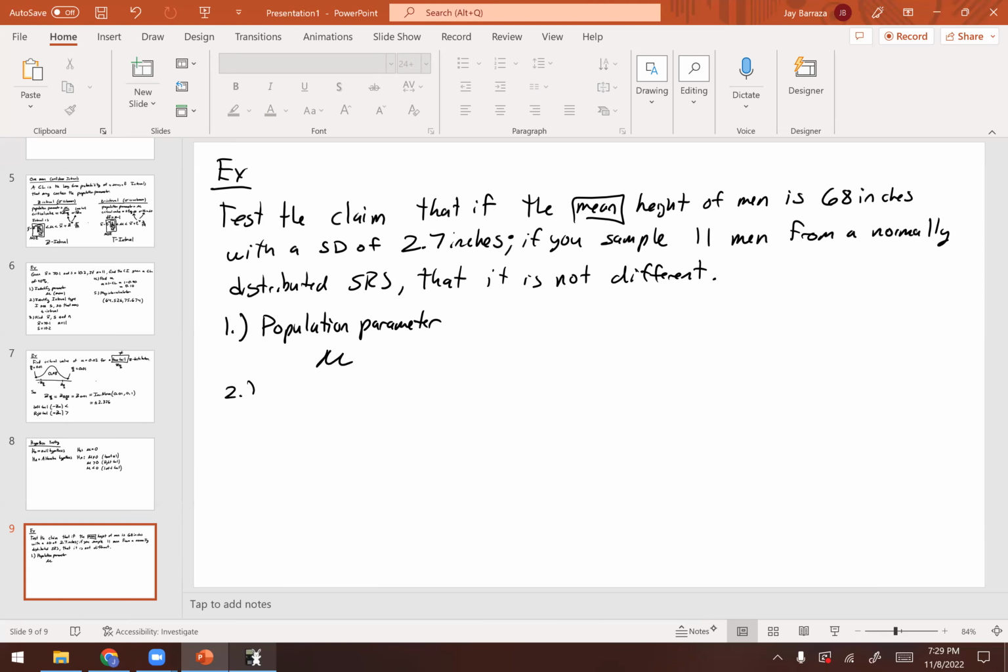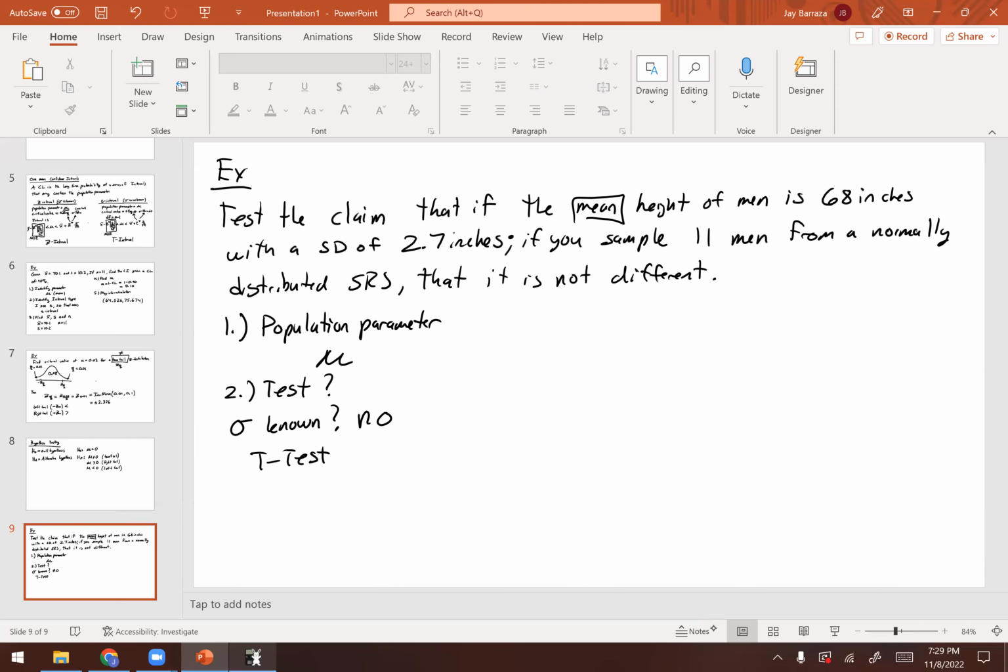Step 2, test. Well, because it's the mean problem, it's either going to be Z or T. So is sigma known? No, then it's a T test. Okay. We do not know sigma.